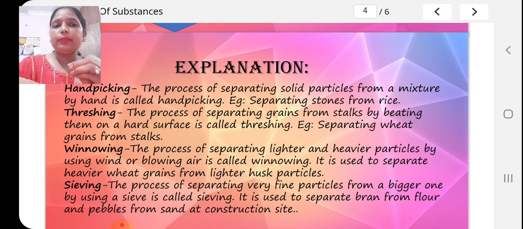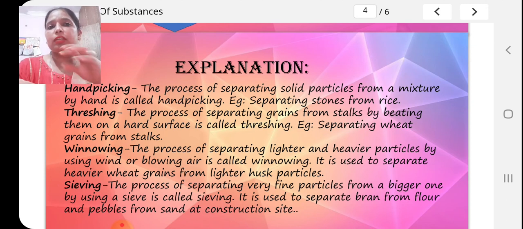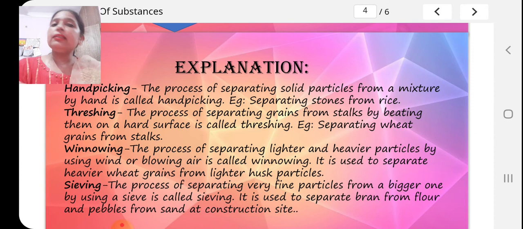For example, there is a mixture of green vegetables in which some unwanted leaves are present, so your mothers apply the hand picking method, and those unwanted leaves or grass leaves are separated from the mixture of green vegetables. I hope that you will understand the hand picking method, because you usually see this method at your homes.